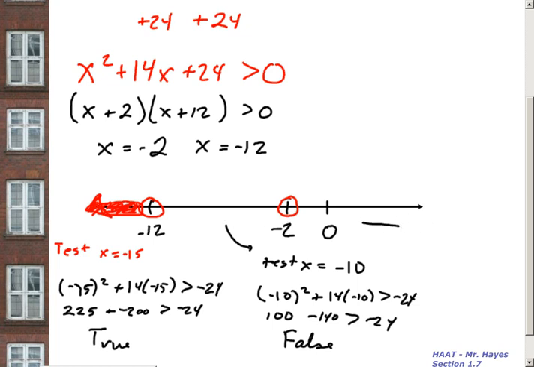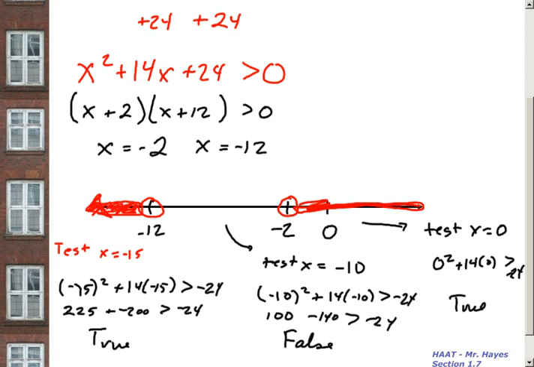And of course, our favorite test point, 0, since it makes the values work out okay. So again, if you ever have a chance to use 0, go ahead and do it because it makes life a lot easier. So then you're going to get 0 squared plus 14 times 0, and that is definitely bigger than negative 24. So that's going to be a true statement. So then everything over here is going to be shaded, since that's part of the solution.